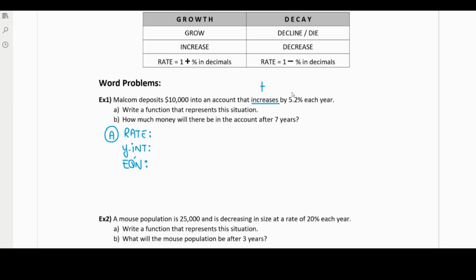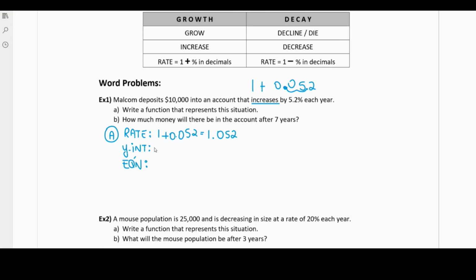We have a percentage. Let's change that to a decimal. So if you notice, the decimal place is right there. I'm going to move 1, 2 places to the left. So it'll be 0.052. And because it increases, I'm going to add the 1. So the rate's going to be 1 plus 0.052, which is equal to 1.052. So that's going to be my rate.